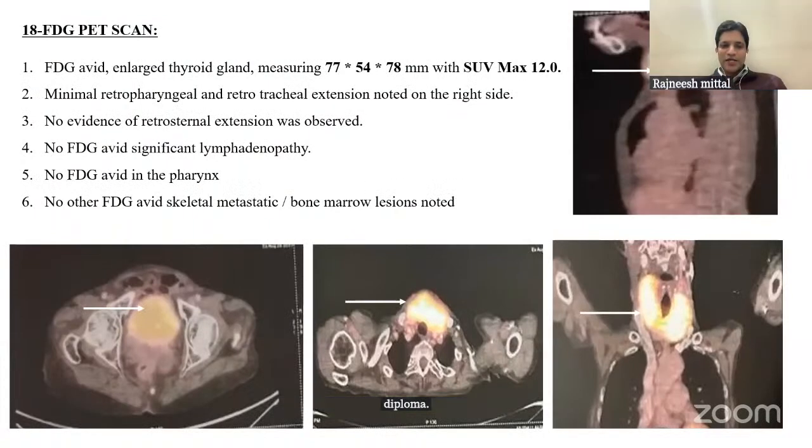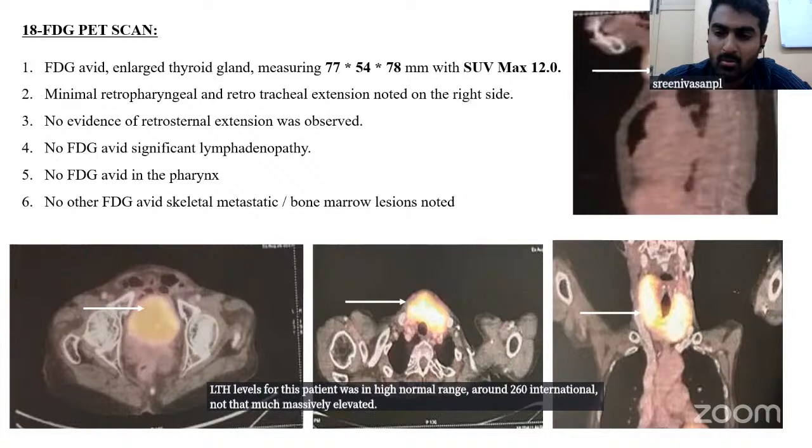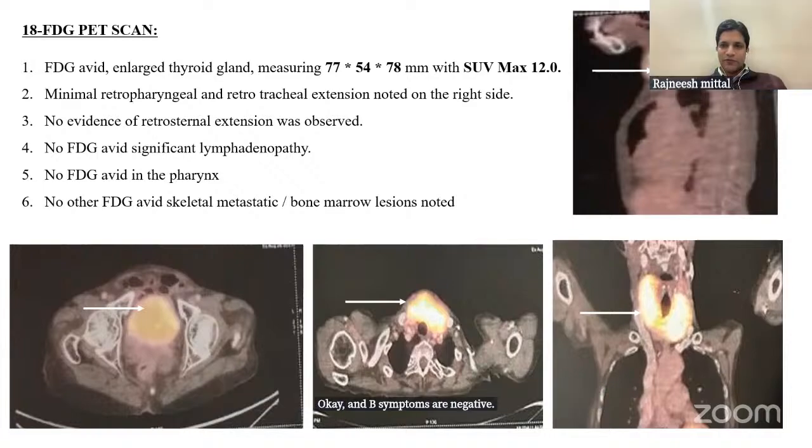So did you do LDH levels after you got the biopsy done for the patient? Yes, the LDH levels for this patient were in the high normal range, around 260 international units per liter, not massively elevated. Okay. And B symptoms were negative. B symptoms were negative. Okay.